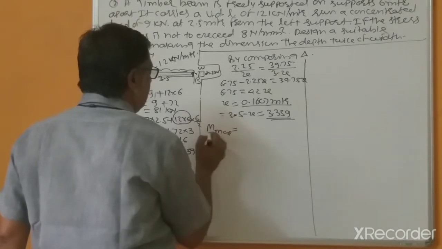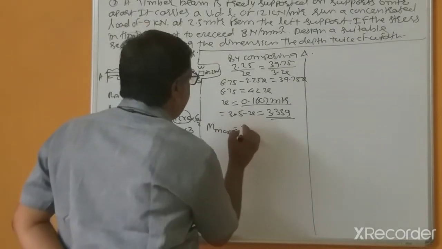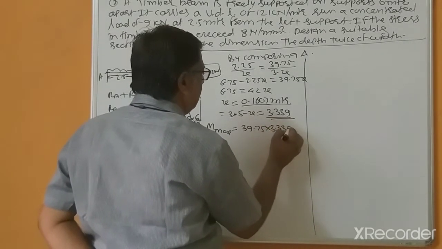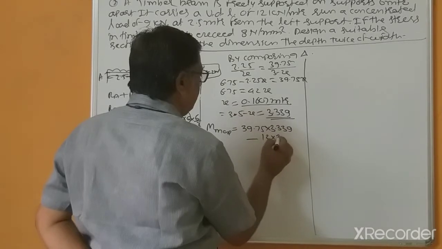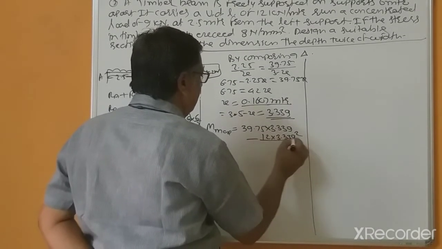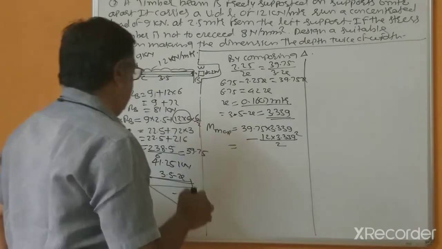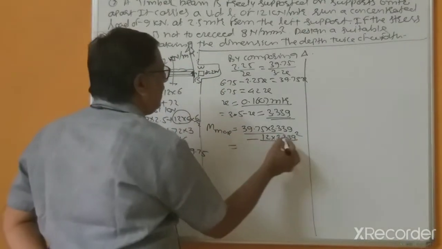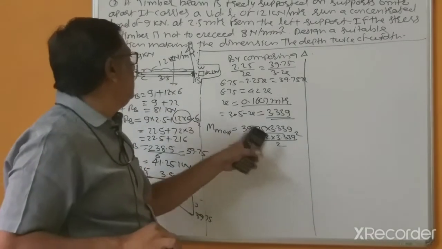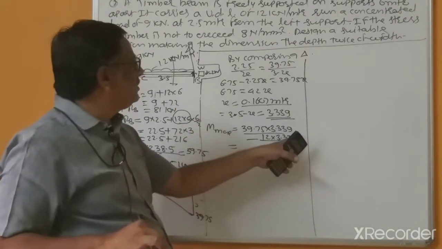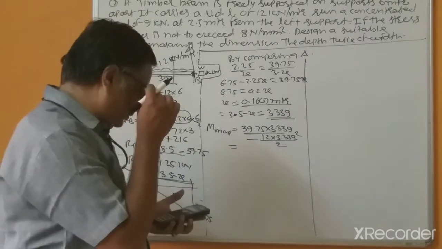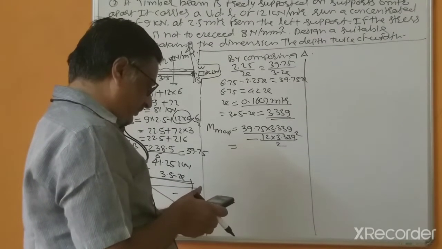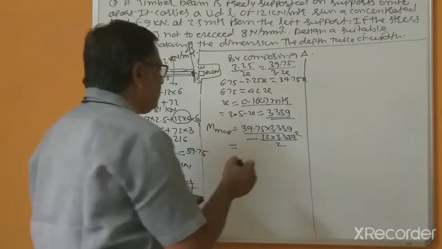So that's why maximum moment equal to 39.75 multiplied by 3.339 minus 12 into 3.339 squared divided by 2. The force is multiplied by this distance, this is one moment and this is another moment, so 12 into 3.339 and half of its distance, length 3.339 divided by 2, squared, multiplied by 12 divided by 2, this is 66.9.